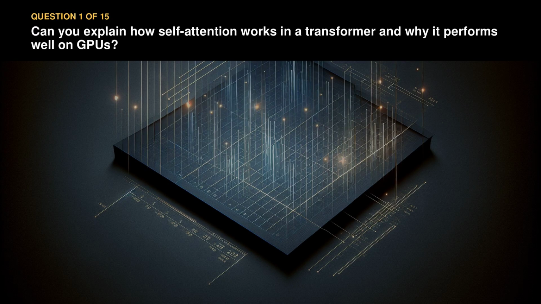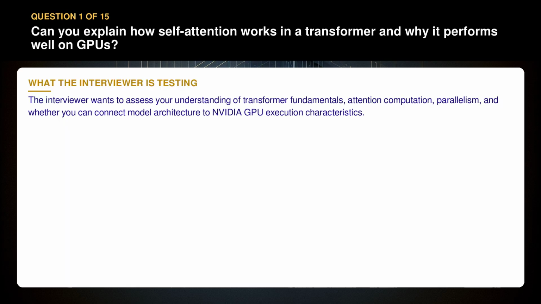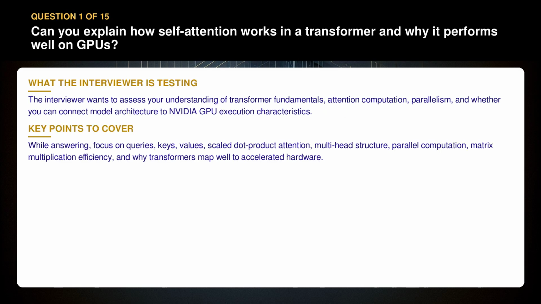Question 1. Can you explain how self-attention works in a transformer and why it performs well on GPUs? The interviewer wants to assess your understanding of transformer fundamentals, attention computation, parallelism, and whether you can connect model architecture to NVIDIA GPU execution characteristics. While answering, focus on queries, keys, values, scaled dot product attention, multi-head structure, parallel computation, matrix multiplication efficiency, and why transformers map well to accelerated hardware.